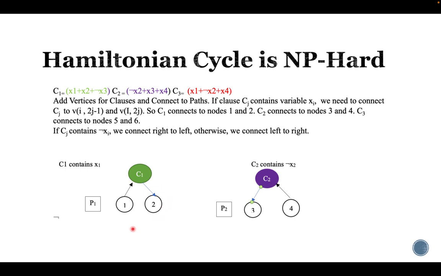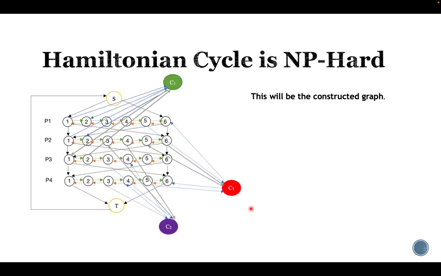For example, C1 contains variable x1, so we connect node 1 to C1, then connect C1 to node 2. C2 contains the negation of x2, so we connect node 4 to C2, then from C2 to node 3. Now we have the constructed graph.